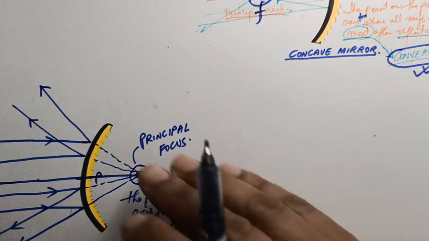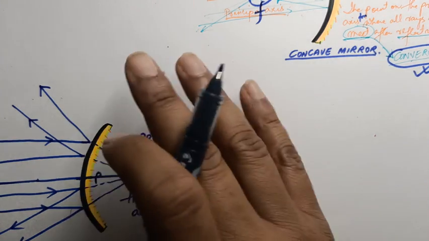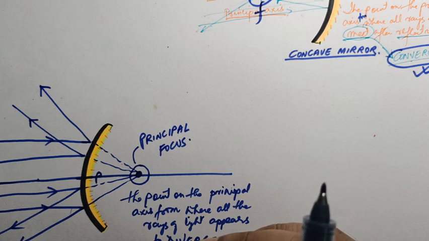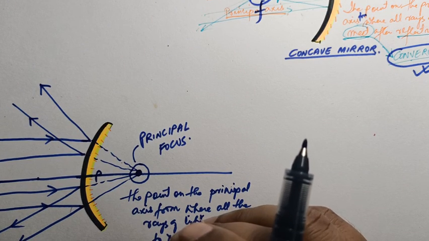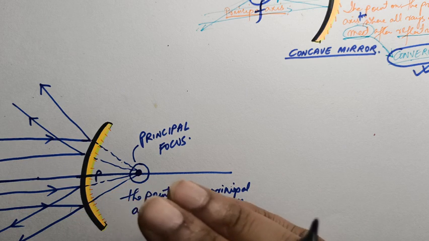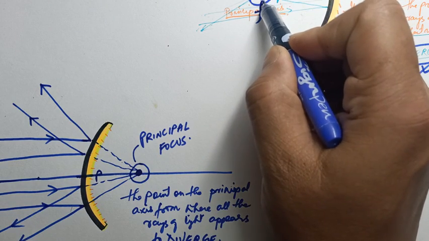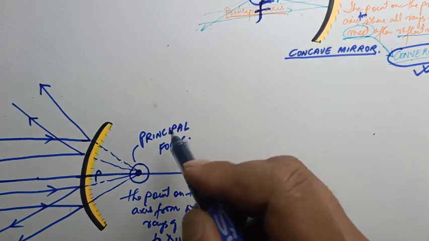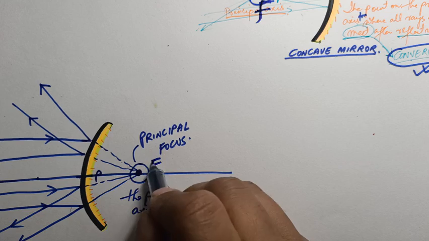Now there are other terms also, but I will strictly follow the book and explain what is given. So now this is the principal focus. Sorry, this should be capital F. Principal focus is represented by the letter capital F.